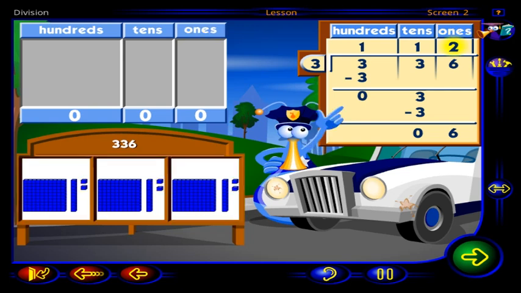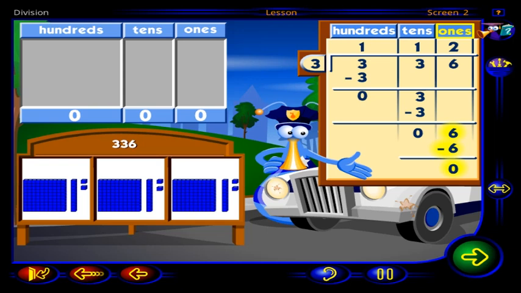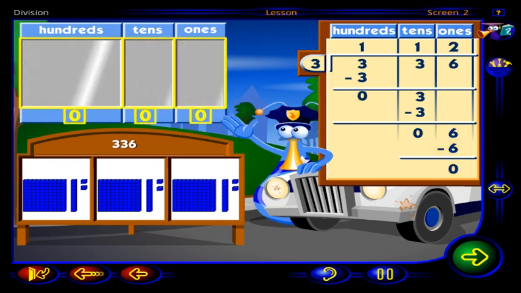When we multiply 2 ones by 3, we get 6 ones. Now we can subtract this 6 from 6 in the ones place here to show that there are 0 ones left. There are no blocks left here, and there is a 0 here. So, we've finished dividing.